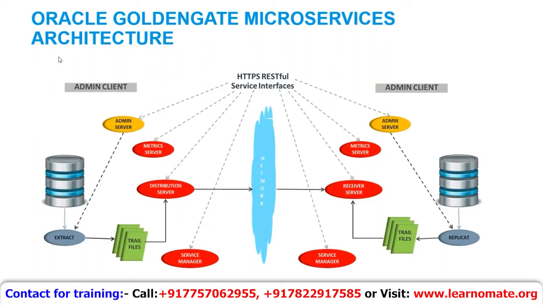Now, along with these four services, you have a service manager. As the name suggests, this service manager manages all the services. So service manager basically has all four services under it, like admin server, performance metric server, distribution server, and receiver server. So service manager manages all these services in your environment. Then you also have admin client in microservices, which is the equivalent of GGSCI in classic. So microservices is not only GUI; along with that you can configure from the command prompt as well using admin client.